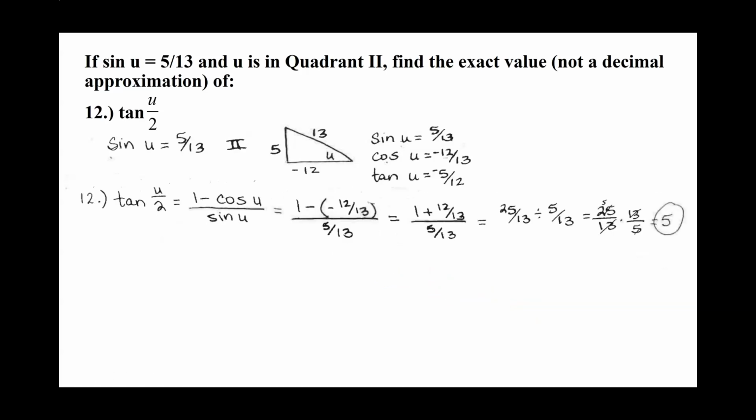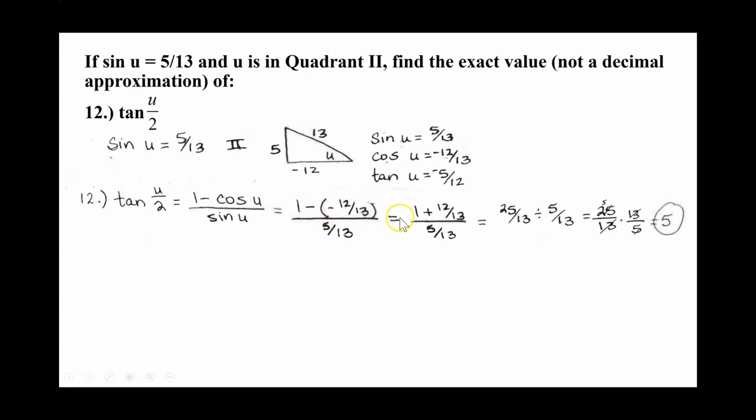All right, then tangent u divided by 2. There are two different formulas for this. You can use either one. It'll give you the same thing. So we've got 1 minus the cosine over the sine. So the cosine was negative 12/13, so 1 minus negative 12/13. And the sine was 5/13. So again, notice we replace sine u, the whole thing, with 5/13, not just the u. All those trig functions go away. And now we just have algebra to do.